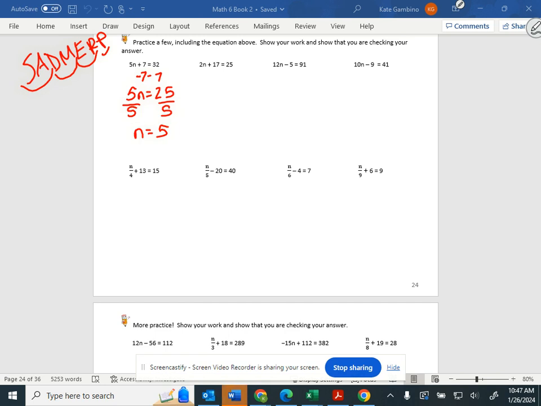Zelda? We could subtract the 17 out of 25. We have a plus 17. So not just out of the 25, Zelda, we have to subtract that 17 from both sides. Whatever we do to one side, we do to the other. So 17 minus 17 leaves me with 2n. What's 25 minus 17?